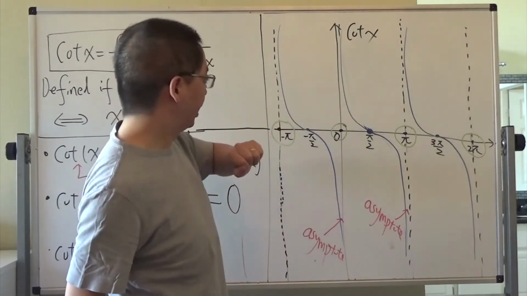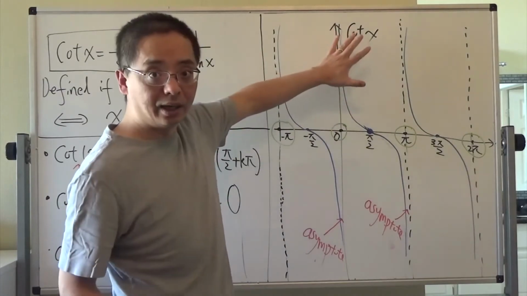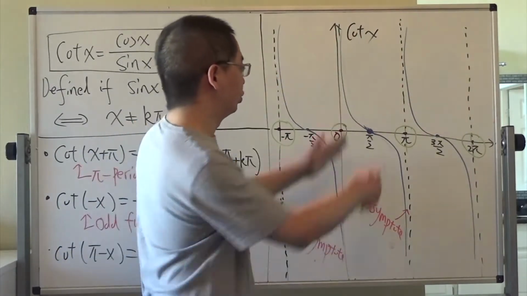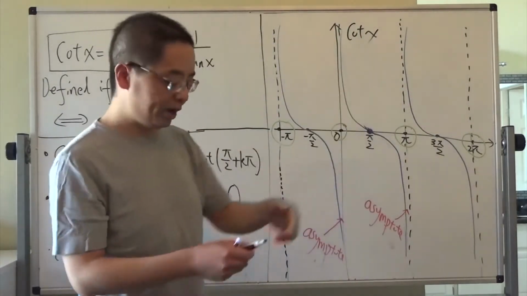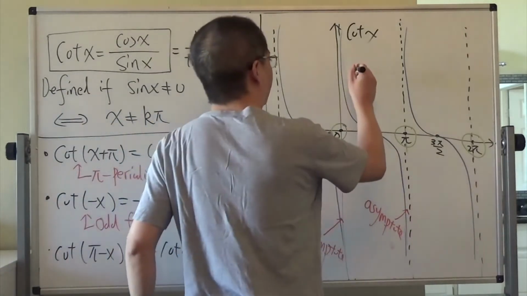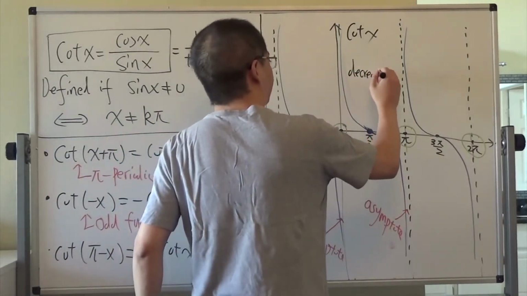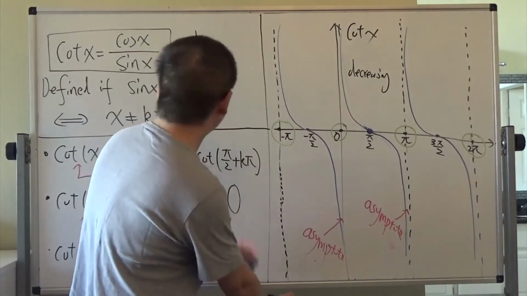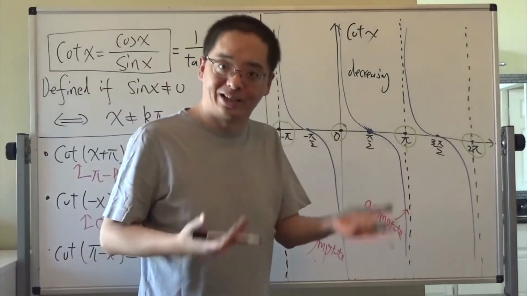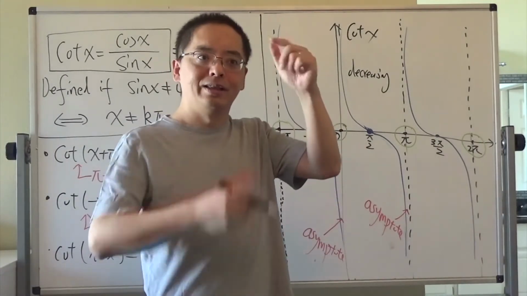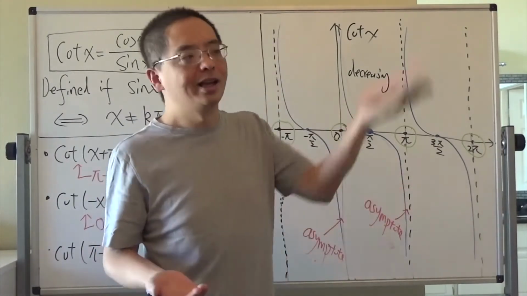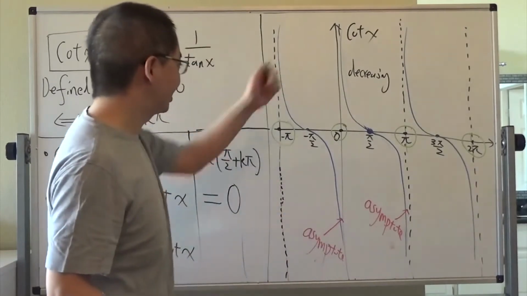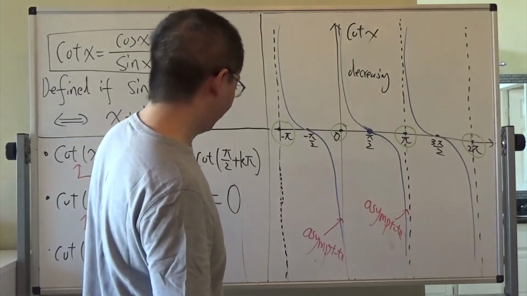Number two, unlike the tangent function, the cotangent function within each period is a decreasing function. So this is different from the tangent function. The reason is that it's just the reciprocal of tangent x. If tangent x is increasing, then when you take the reciprocal, it's going to be decreasing. Okay, so it's decreasing.